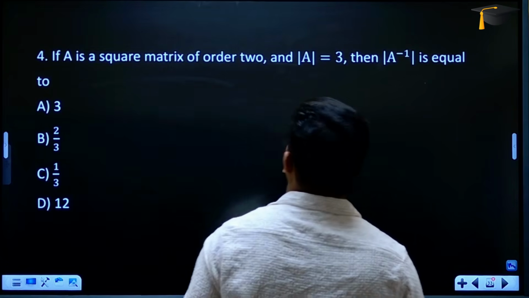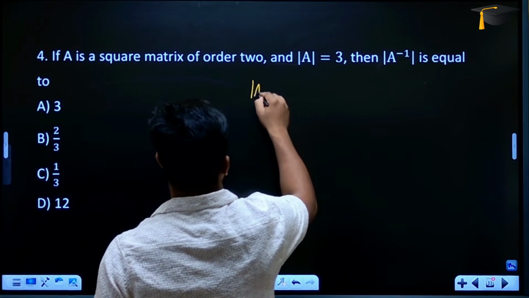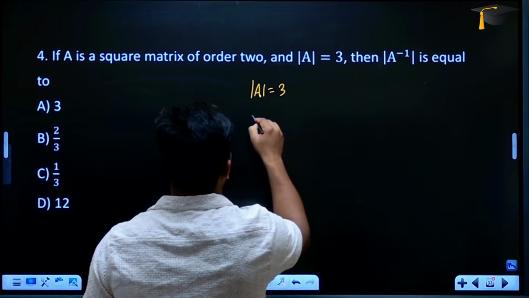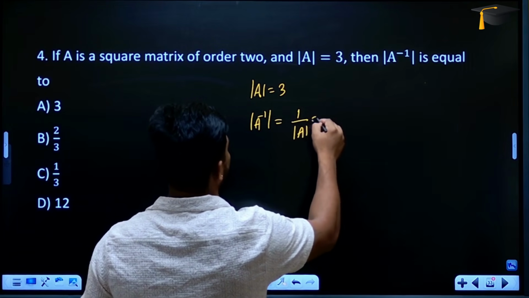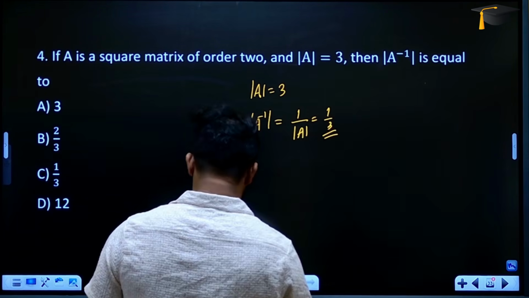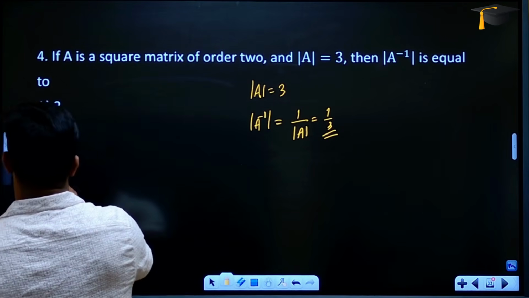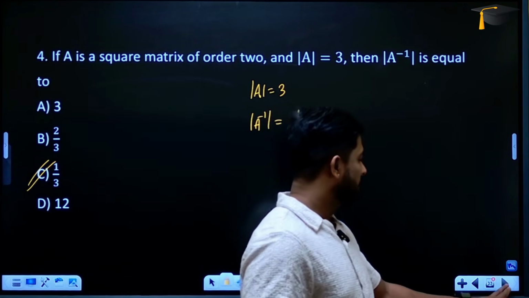Next. Okay, so the determinant of A is given. The determinant of A is 3. They're asking for the determinant of A inverse. So it is 1 by determinant of A. So it's nothing but 1 by 3. So 1 by 3 is the right answer. What is 1 by 3? Yeah, option C, 1 by 3 is the right answer.